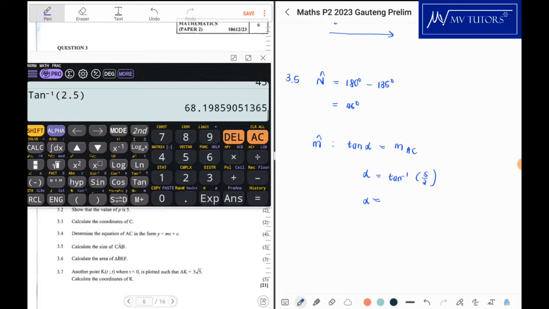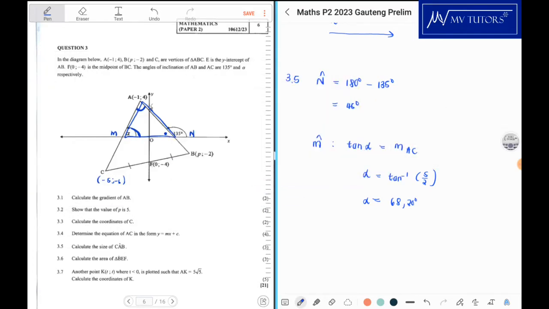So I get, please make sure that your calculator is in degrees and not radians, because you might get wrong answers. So 68,2 degrees. Okay, so I have alpha, I have N, so I can get A, right? So A plus my alpha, let me just say A, angle A in CAB is actually equal to 180 minus 68,2 minus 45 degrees.